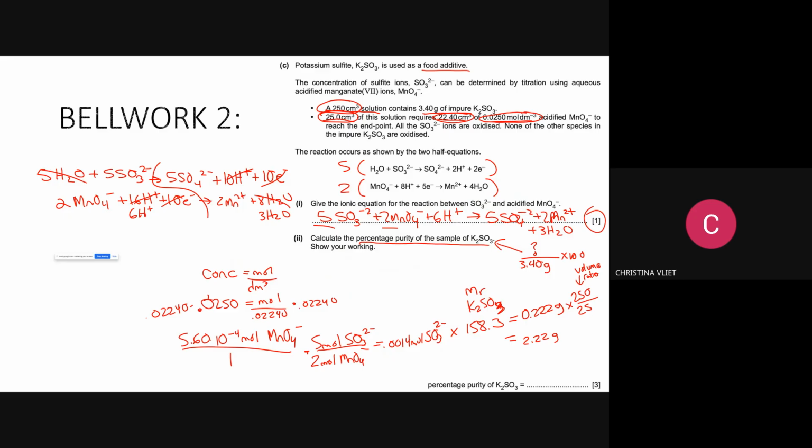And then we're still not done. This would have been us 2 out of 3 marks. If you got to 2.22 grams in your work, you got 2 out of 3 marks. So where's the third mark?